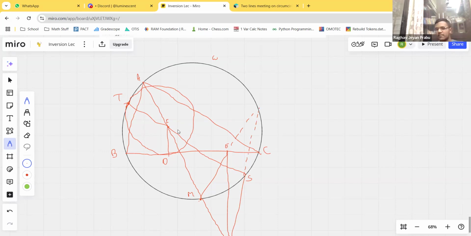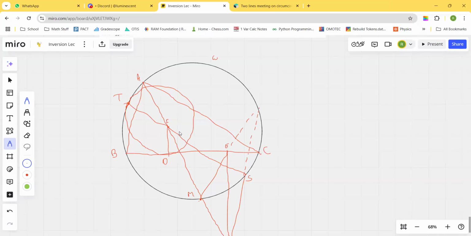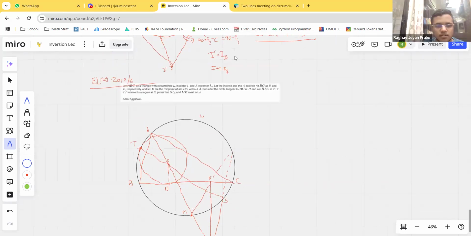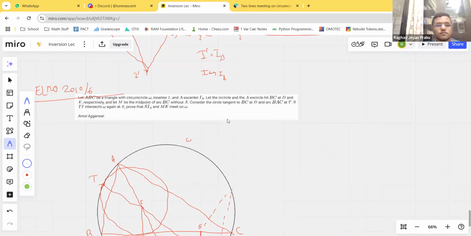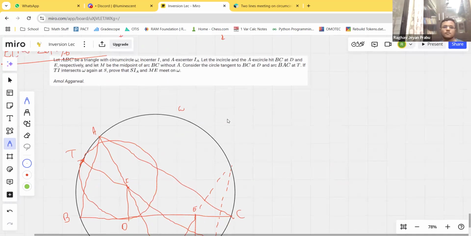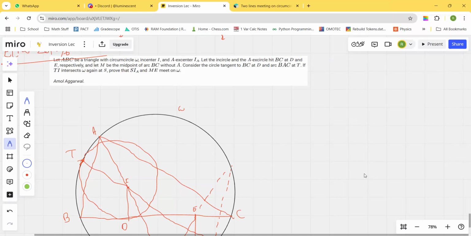I want to show that SI_A and ME intersect on the circumcircle. Good. Has everyone understood the problem? Can you show the problem statement as well? Yeah. Okay, I'll just zoom in a bit on the statement. So should we continue? Has everyone taken note of the statement or the diagram? Just a sec. Good.